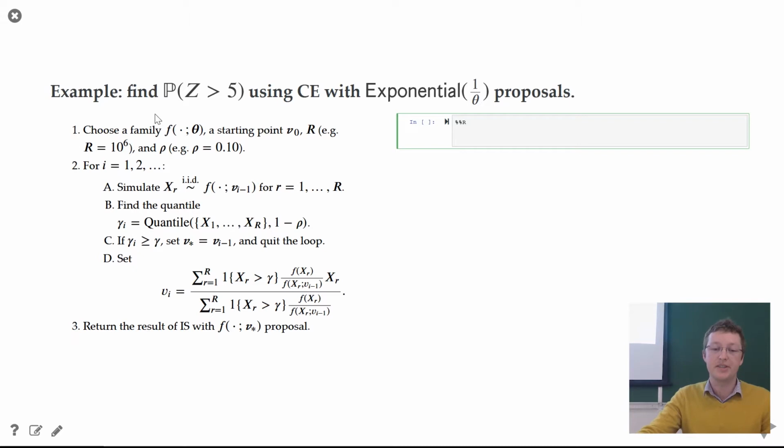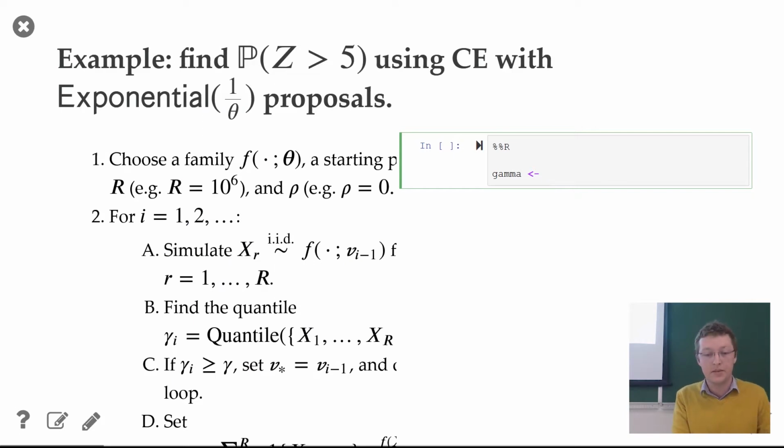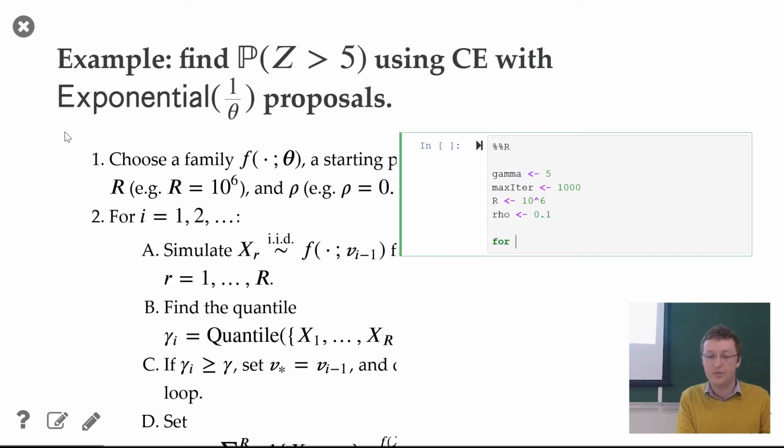Anyway, using this specific example, the probability that Z is greater than 5, we'll use the exponential family. We'll start off by setting gamma to be 5. We'll set the maximum number of iterations for the cross entropy to be some large number. In this case, it'll never get that far, but it's something safe to do. We want to say how many Monte Carlo replicates to take. So 1,000,000 is a good enough number for a one-dimensional problem. Then set rho to be the fraction of the best performing ones that we take to fit the distribution for the next iteration. So I'll implement this for loop on the left, for the iteration i in 1 to max iterations.